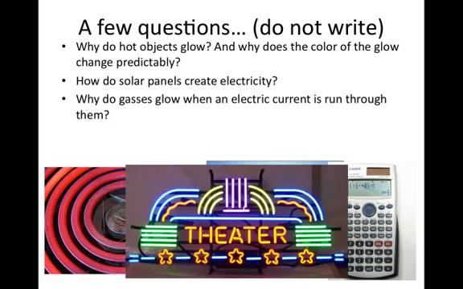Why do gases glow when electric current is run through them? You run the electric current through them, the electrons become excited, they jump up to a higher quantum level in an excited state, then they fall back down to their ground state, and as they fall back down to their ground state, they release energy. They release wavelengths of light, specific wavelengths of light.